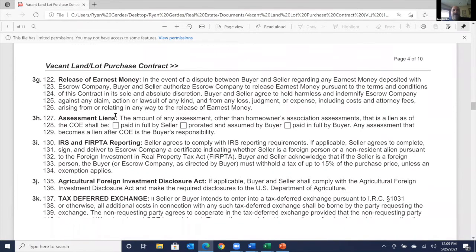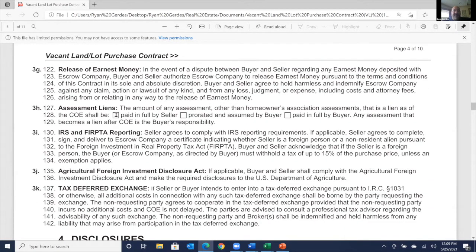Assessment liens. More often than not, you're going to see this box checked right here, paid in full by seller. That means that the seller would be responsible for paying off their mortgage that they have on the property prior to close of escrow.